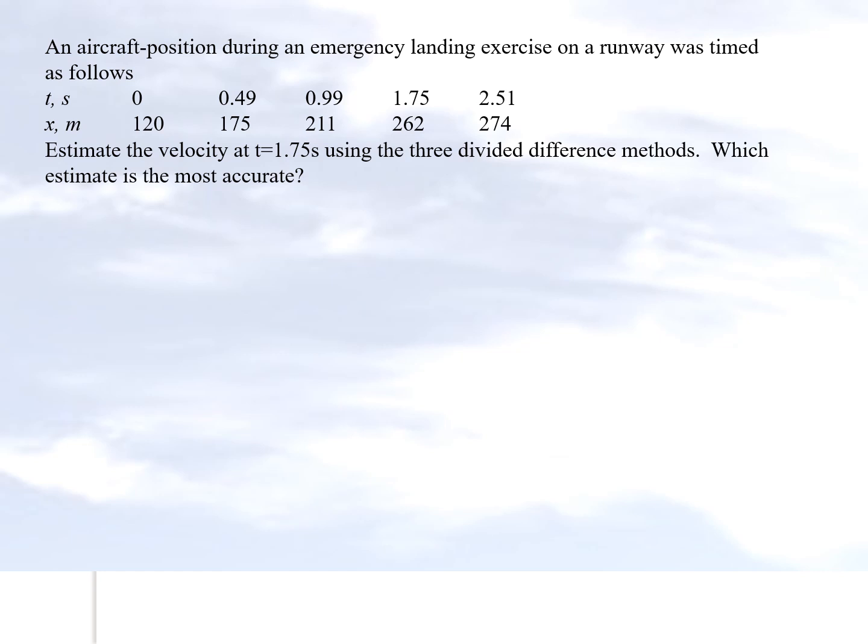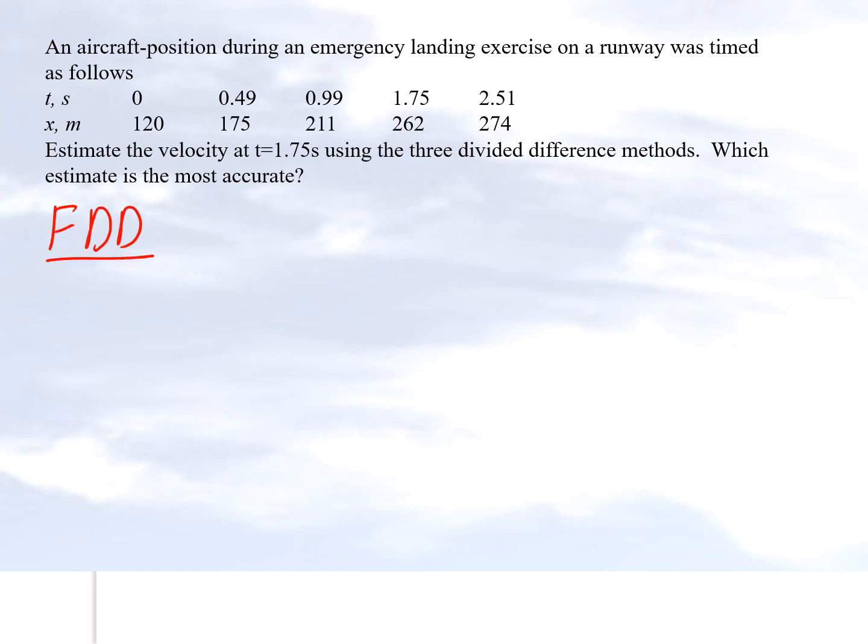So let's take an example and see how the three divided difference methods which we have learned, the forward divided difference method, the backward divided difference method, and the central divided difference method, work for finding the approximate value of the first derivative. And we're going to see which estimate is the most accurate. We'll have to determine that. So the first procedure we're going to talk about is the forward divided difference method.